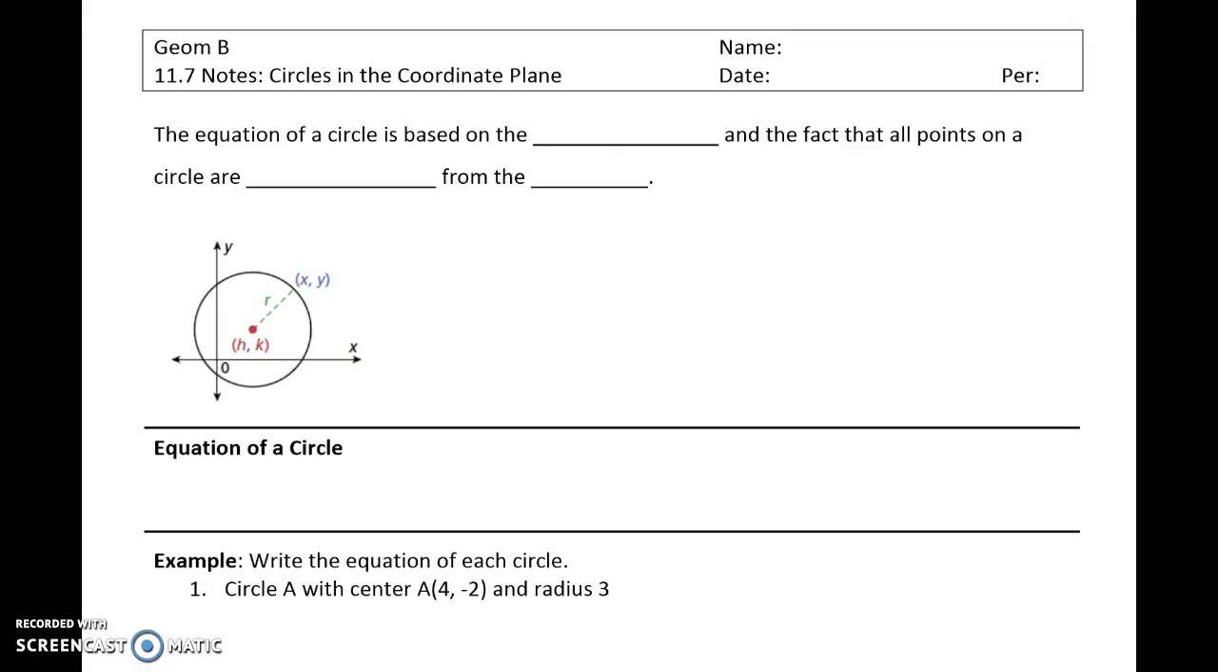In this last section about circles, we're going to be looking at circles in the coordinate plane. So how do we graph it? How do we write the equation? The equation of a circle is based on the radius and the fact that all points of a circle are equidistant from the center. And since we're talking about the distance from the center to any point on the circumference to create the radius, we're going to basically derive our equation for a circle from the distance formula.